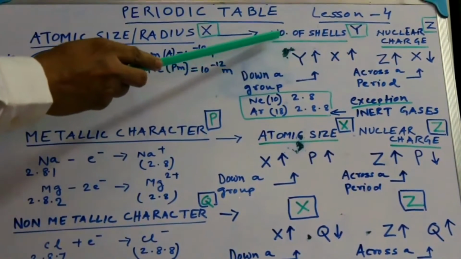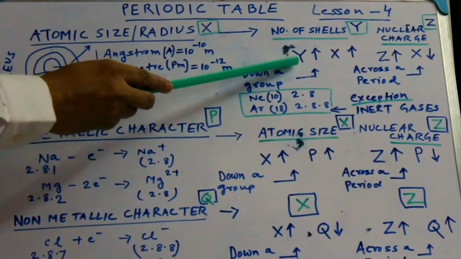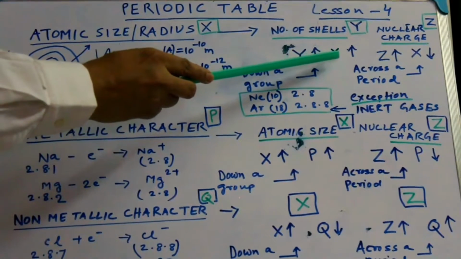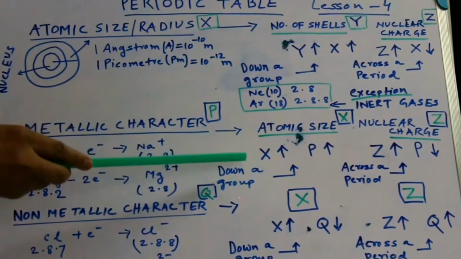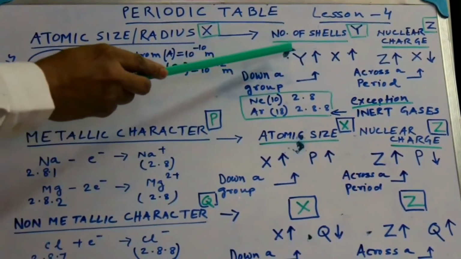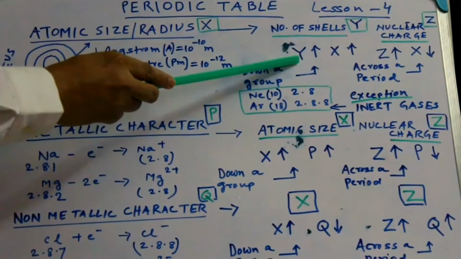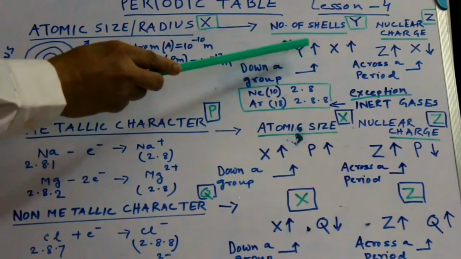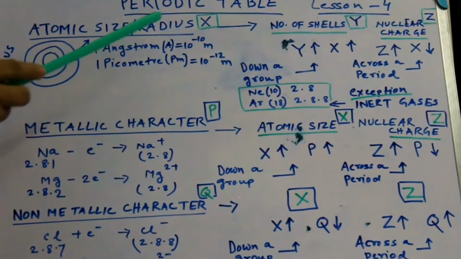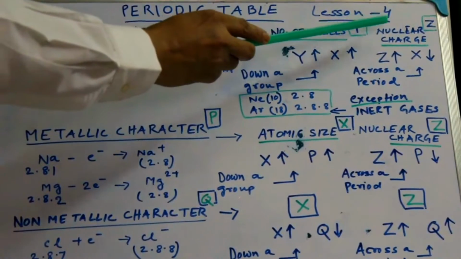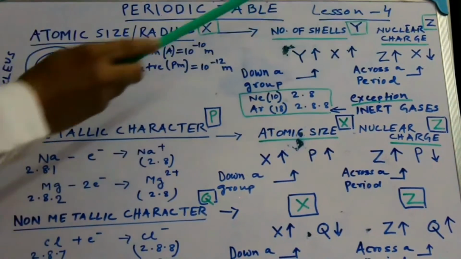Now if I increase Y, the number of shells, what will happen? The atomic radius increases. So if I move down a group, the number of shells will increase, and because the number of shells is increasing, the atomic radius or the atomic size is increasing.